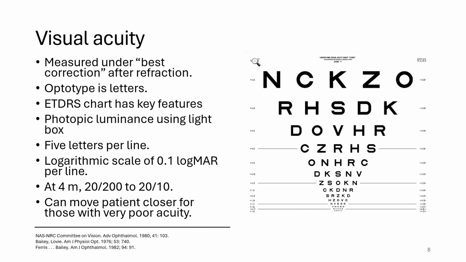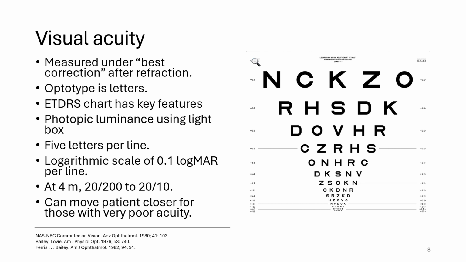I'd like to begin my discussion of visual function outcomes with visual acuity. Acuity is measured under best correction conditions, meaning after refraction. The optotype is letters. The ETDRS chart, pictured here on the right, was the first well-designed acuity chart for use in research. It was based on principles identified by the National Academy's Committee on Vision, and then further developed by Bailey and Lovie in Australia, and then further implemented by the National Eye Institute for use in studies on diabetic retinopathy.